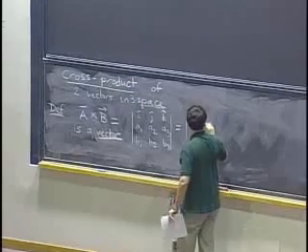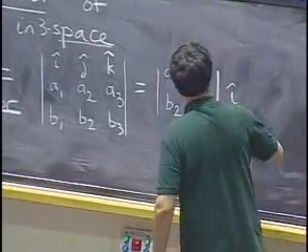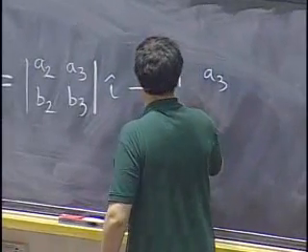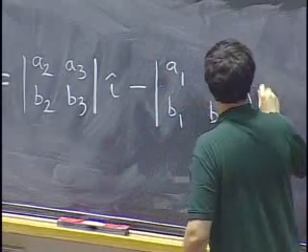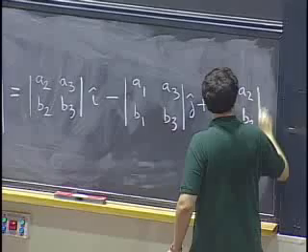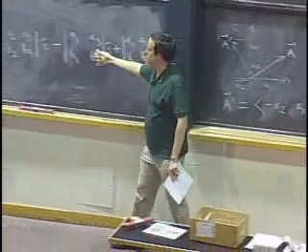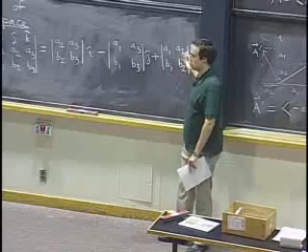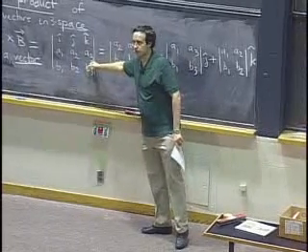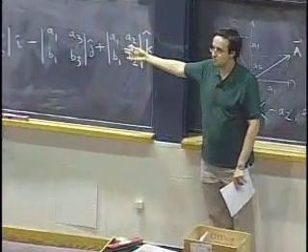Okay, so let me write it as determinant of A2, A3, B2, B3 times i hat minus determinant A1, A3, B1, B3, j hat plus A1, A2, B1, B2, k hat. Okay? And so that's the actual definition in a way that makes complete sense. But to remember this formula without too much trouble, it's much easier to think about it in these terms here. Okay, so that's a definition. And it gives you a vector.